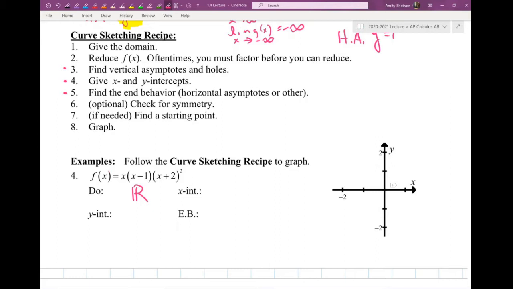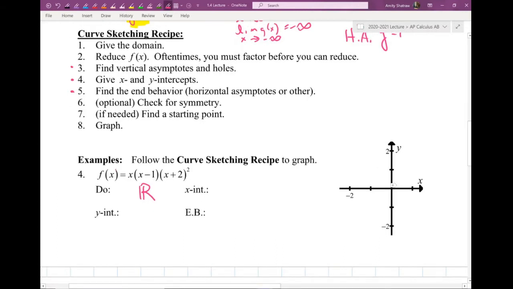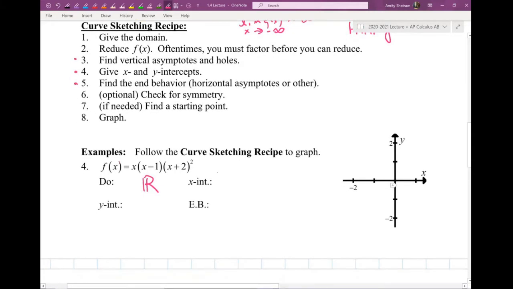So if y equals 0, then I have the ability to set each piece equal to 0. So I've got x equals 0, and I've got x minus 1 equals 0. I could solve for that and get x equals negative 1. I'm sorry, positive 1. And then I can set x plus 2 equal to 0, and I'm going to get that x equals negative 2. And those are going to be my x-intercepts.